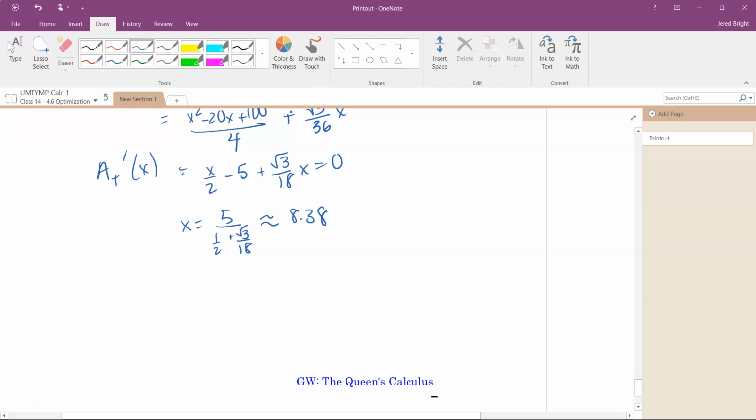Okay, so for this one, if you wanted to verify that this is a maximum, you could do the second derivative test, right? So A double prime of x, and you end up with, what, 1/2 plus square root of 3 over 18, which is greater than 0, so that's a local minimum. So we have a local min at x approximately 8.38.